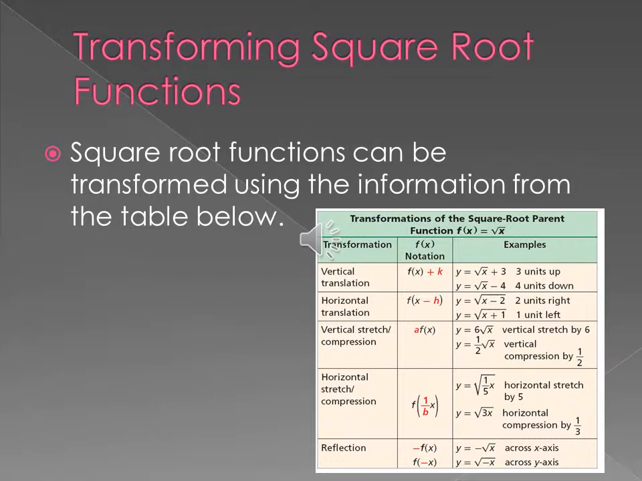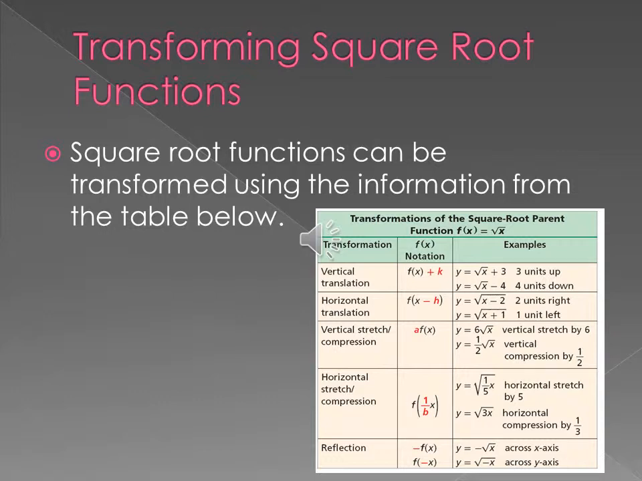For a vertical stretch or compression, you have a number in front of the radical. The coefficient, if it's larger than 1, is going to stretch it. If it's less than 1, it's going to compress it.